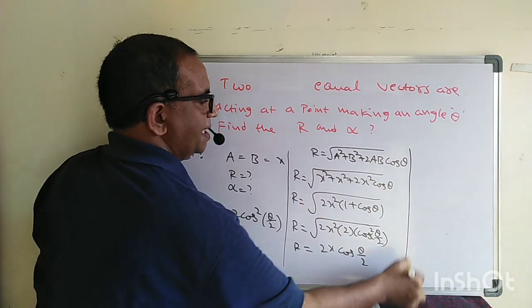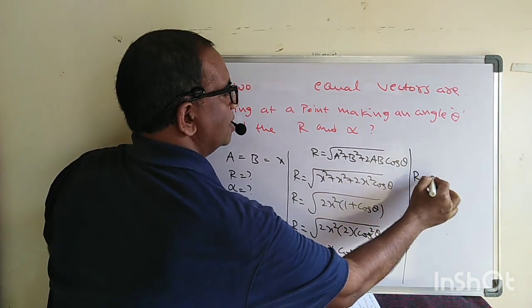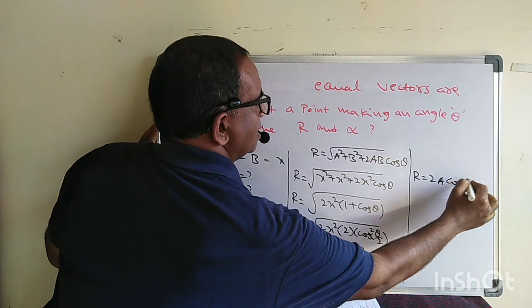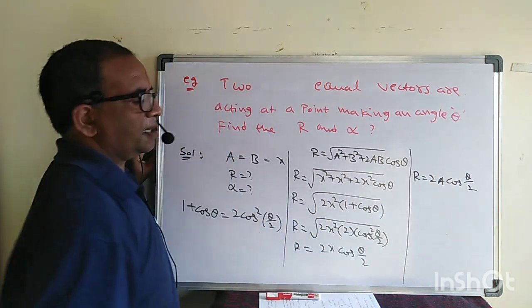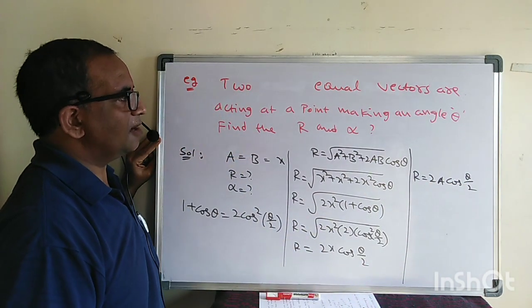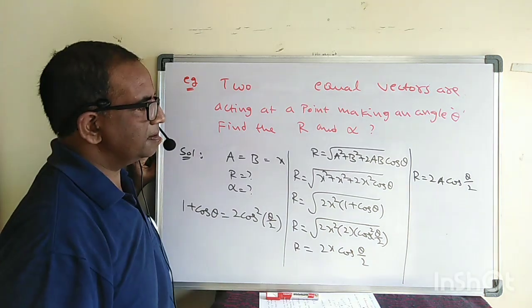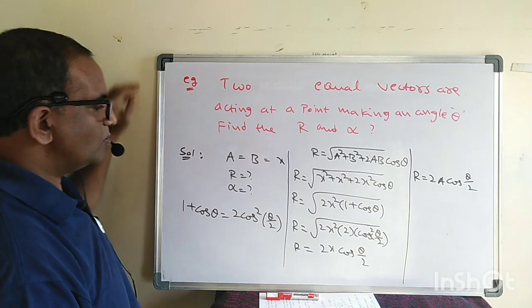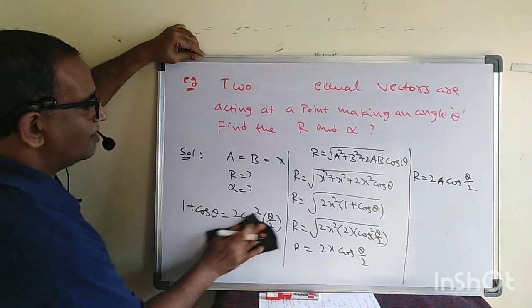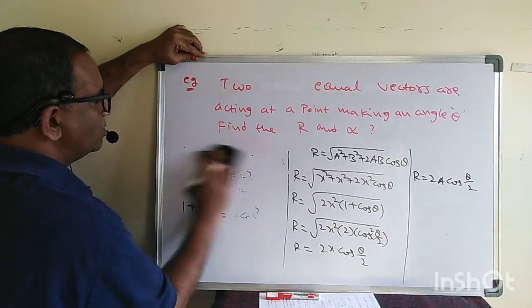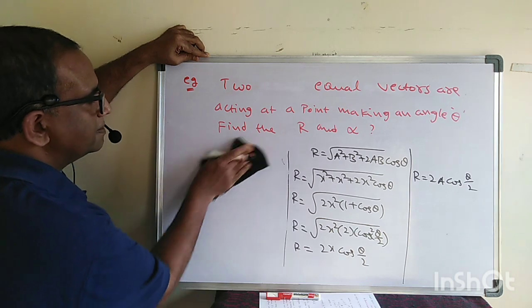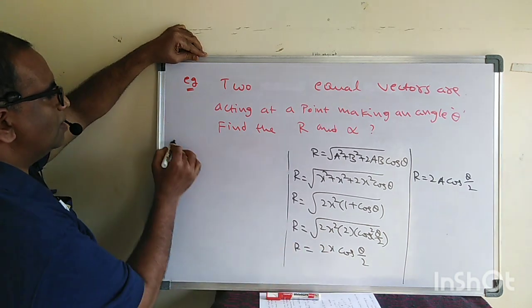Or if not, you can write here simply, the resultant is equal to 2a cos theta by 2 or 2b cos theta by 2. Okay, are you following what I am saying here? Then what about the resultant here? What about the alpha here? Let me do it here. I think you might have copied. Then what about the resultant here?